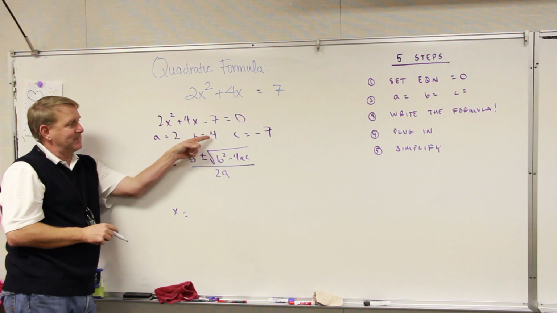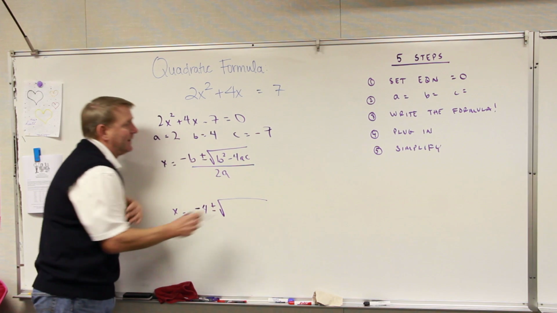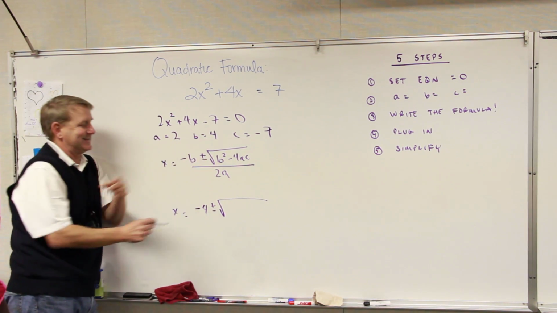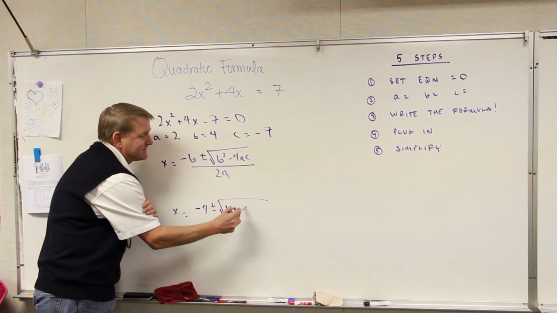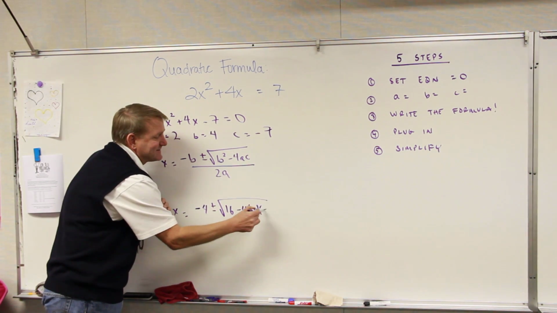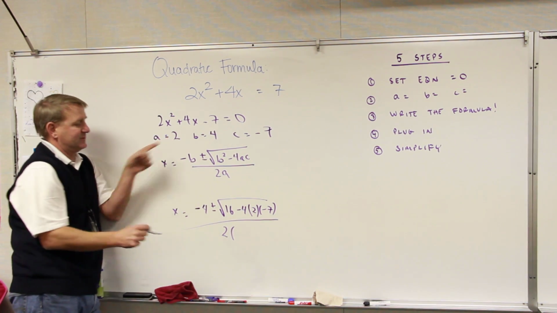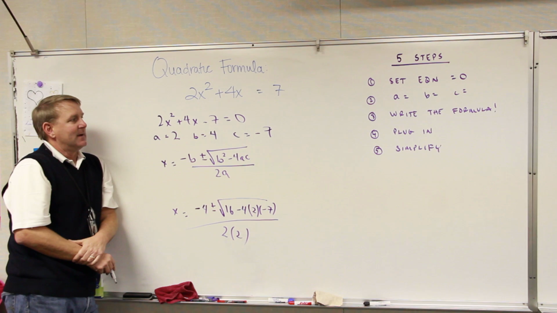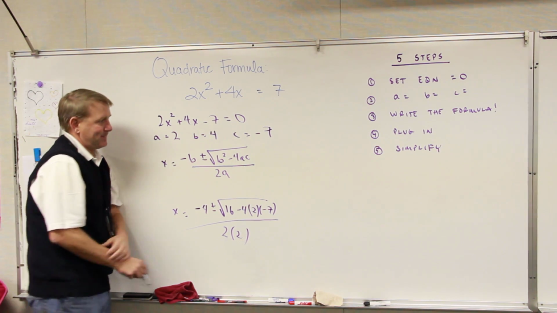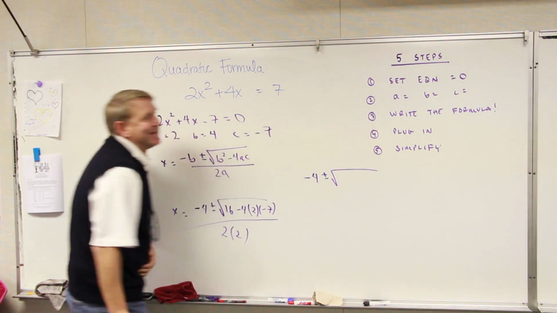So I get the opposite of 4, so I get negative 4 plus or minus the square root of b squared. 4 squared is 16 minus 4 times 2 times negative 7. All of that over 2 times a, which is 2. Fifth step, simplify. Negative 4 plus or minus the square root of.